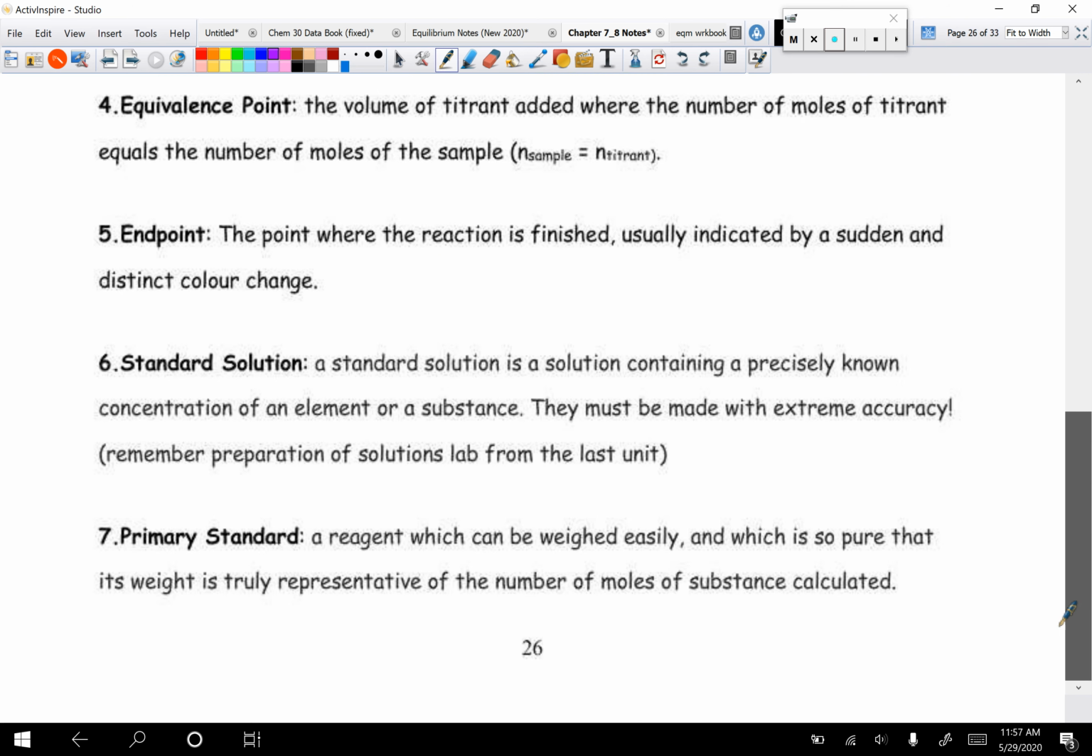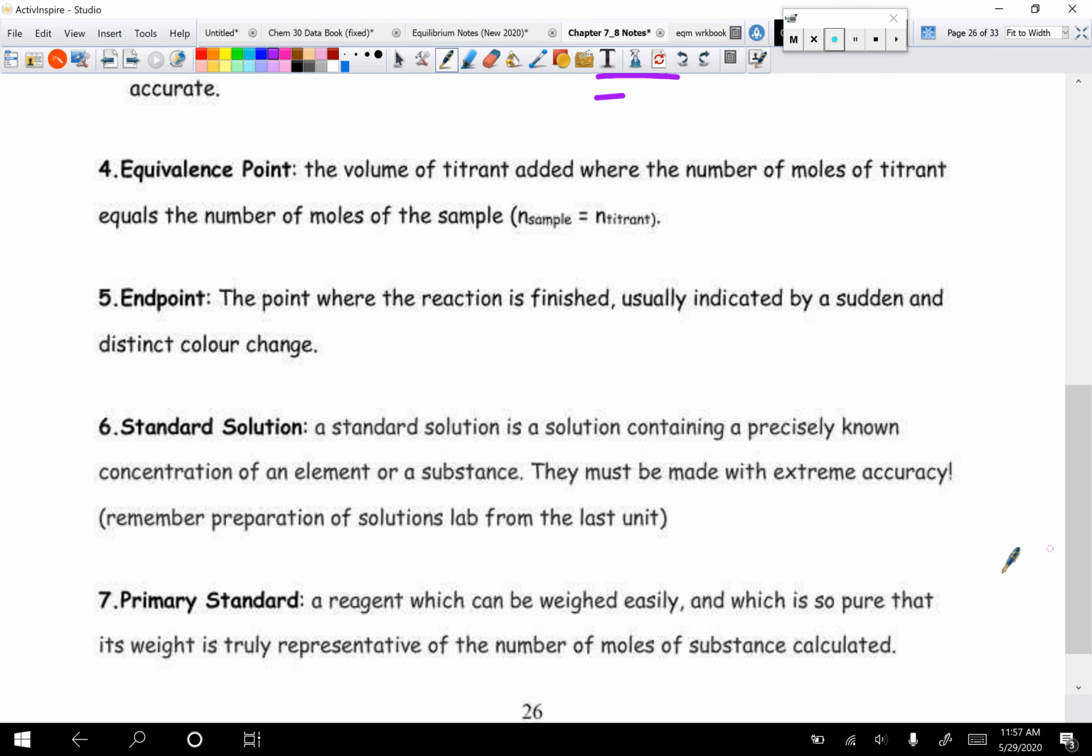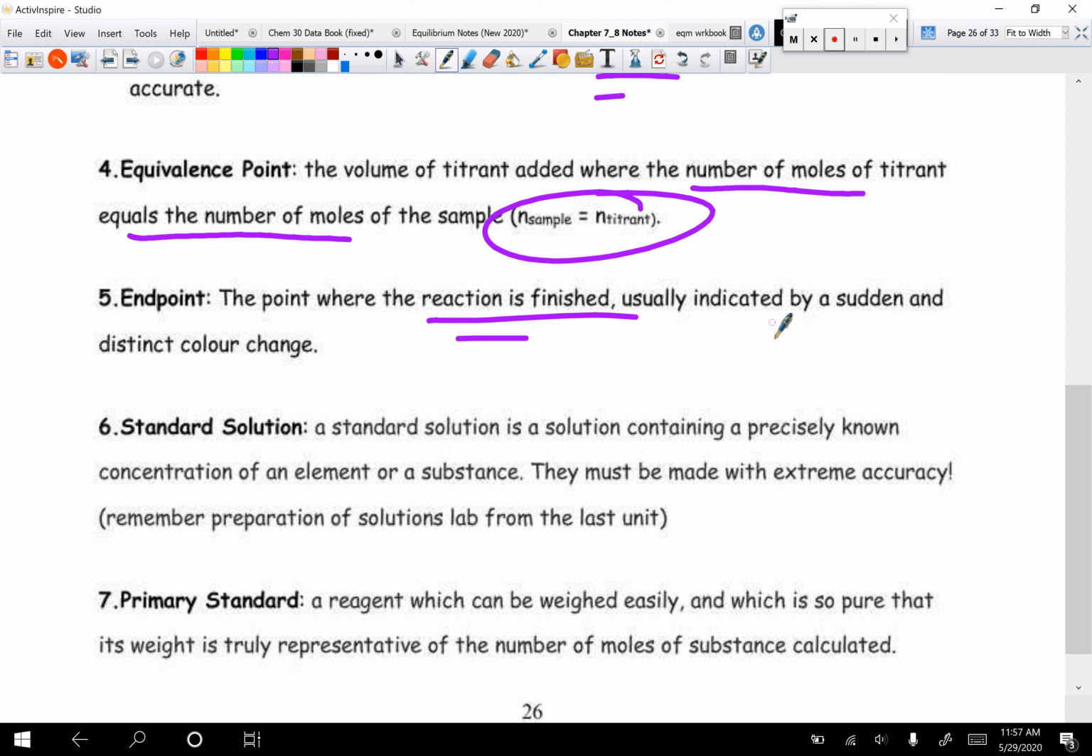Now we have some other definitions right here. Something called an equivalence point. This is the volume of titrant added where the number of moles of titrant equals the number of moles of the sample. That is the equivalence point, hence equivalent. Now the endpoint, this is what we're going to use most of the time when we're talking about titrations, is the point where the reaction is finished, and we're going to notice a distinct color change for that to happen.